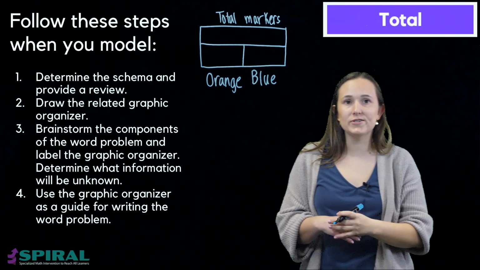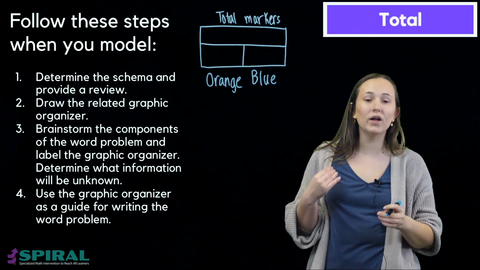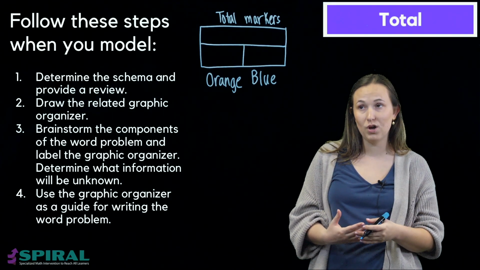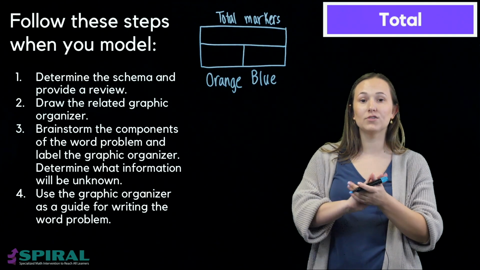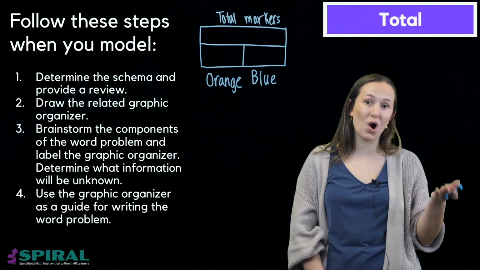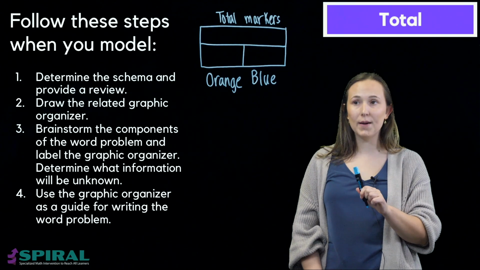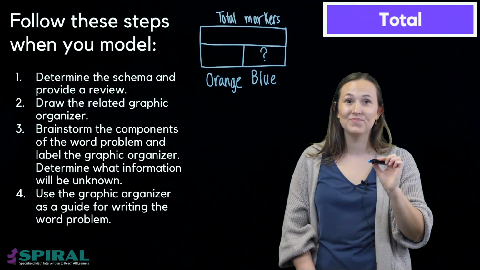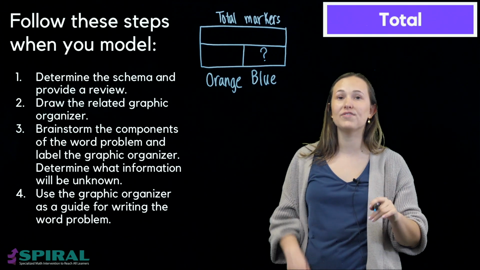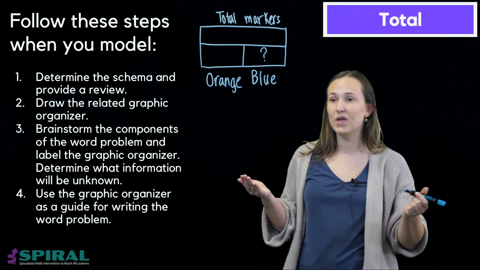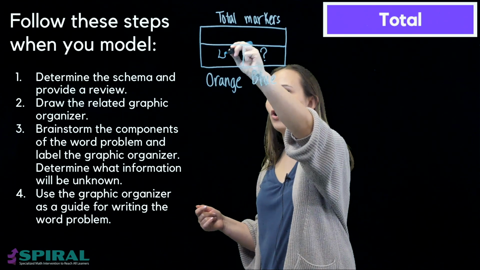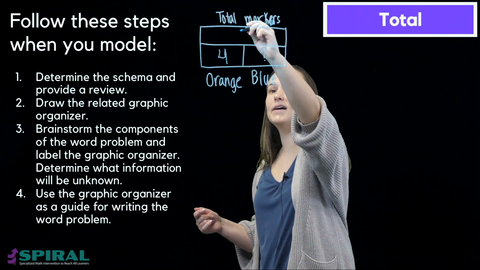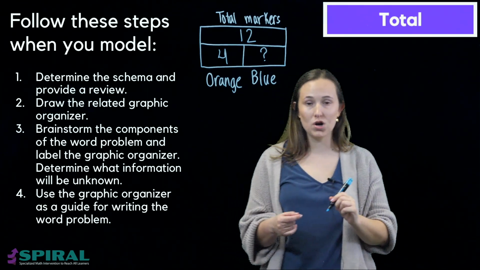And now you'll teach students to decide up front what information they want to be unknown. So in a total problem, it can be a total unknown problem or a part unknown problem. And I want my problem to have unknown blue markers. Okay, so now I can come up with the other numbers in my word problem. Maybe I'll have 4 orange markers and 12 total markers.